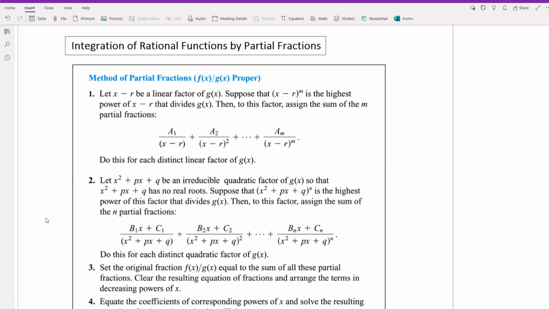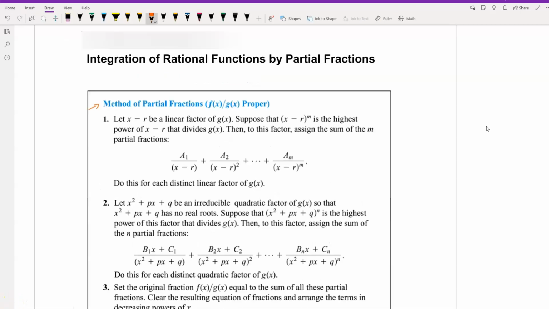In this section, we have integration of rational functions by partial fractions. Method of partial fractions, f of x divided by g of x proper. Number 1, let x minus r be a linear factor of g of x. Suppose that (x minus r) to the power m is the highest power of x minus r that divides g of x. Then to this factor, assign the sum of the m partial fractions.